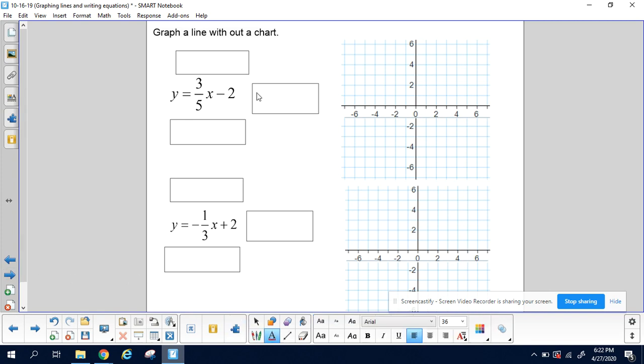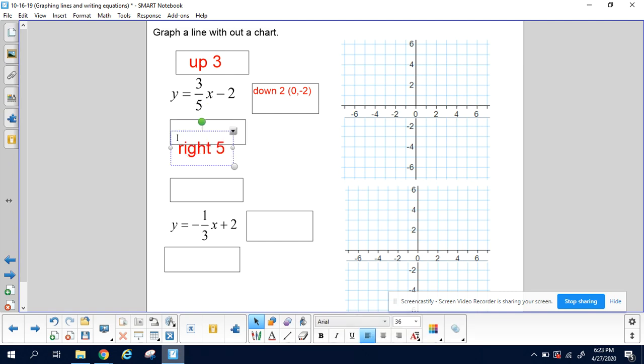For this example, because of the minus 2, we will be going down 2 to start our graph. Another way to write it is 0, comma, negative 2 for the ordered pair. Because the slope number is positive, positives are up. This one will be up 3. And with this method, that bottom number is to the right. So we will travel right 5.